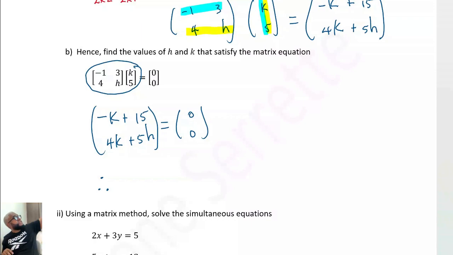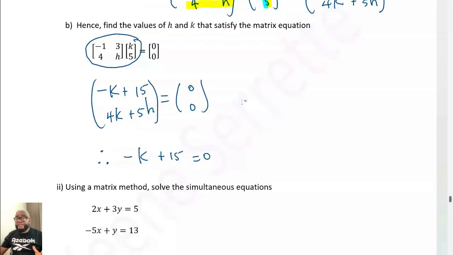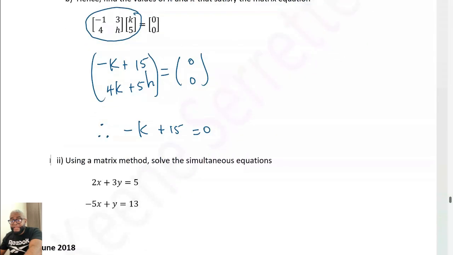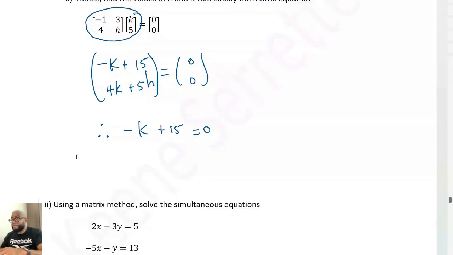The positions are lining up. So you see that -k plus 15 will be equal to 0, or whatever the top number is, right? So I can say, therefore, -k plus 15 is equal to 0. That's the first equation I could form there. This equation I can use to find the value of k. You all seen that? Right?